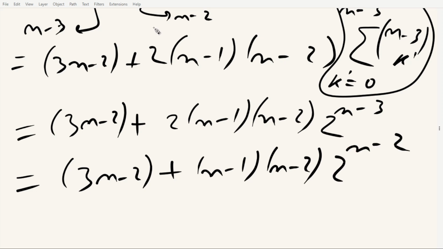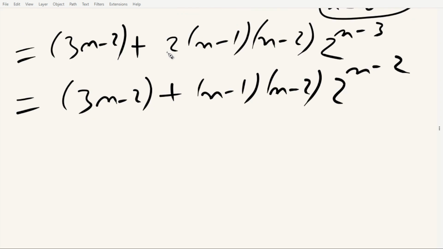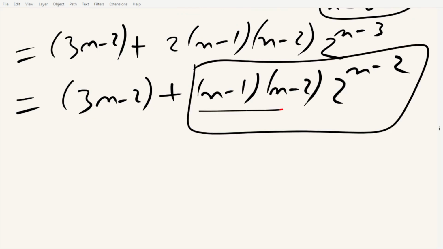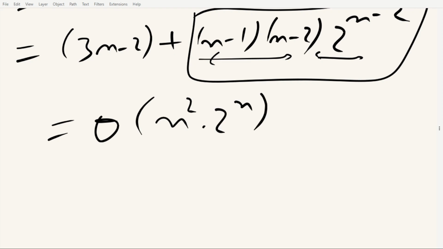So again we are not interested in finding the exact time complexity, just in asymptotic notation. So you can easily see this is the contributing term. Here it is asymptotic to n square, this is asymptotic to n 2 to the power n. So this becomes big theta of n square 2 to the power n. So this is the time complexity of our dynamic programming algorithm.